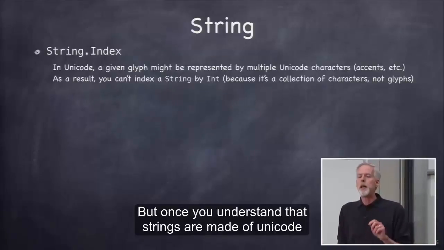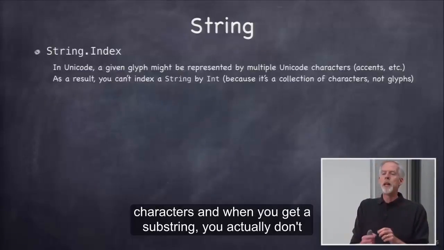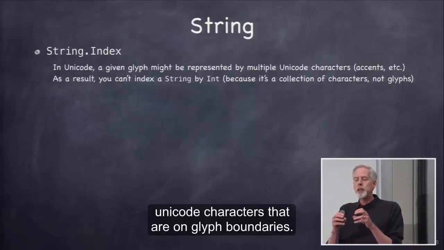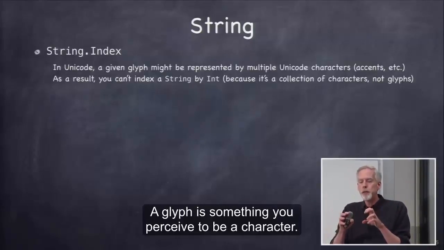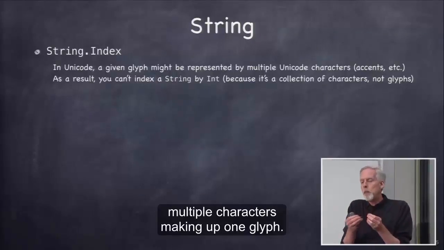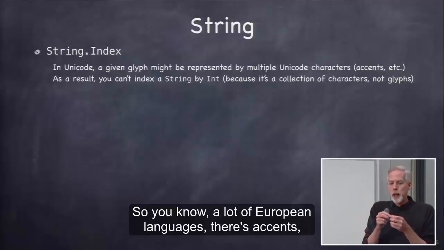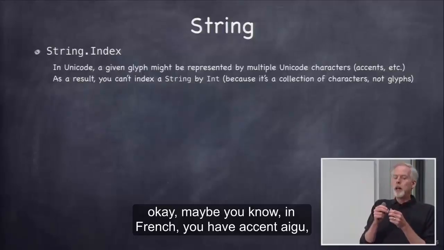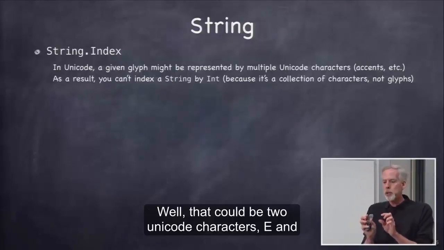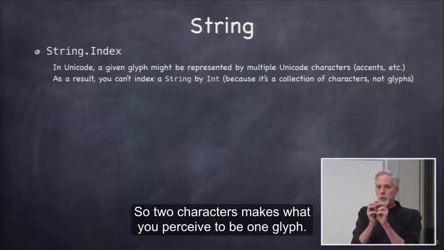But once you understand that strings are made of Unicode characters, and when you get a substring, you don't want a substring of Unicode characters. You want a substring of Unicode characters that are on glyph boundaries. A glyph is something you perceive to be a character. But in Unicode, it could be multiple characters making up one glyph. For example, an accent. So, a lot of European languages, there's accents. Okay, maybe, in French you have E accent aigu, right, which is the forward-going top slash. Well, that could be two Unicode characters, E and the accent character. So two characters makes what you perceive to be one glyph.